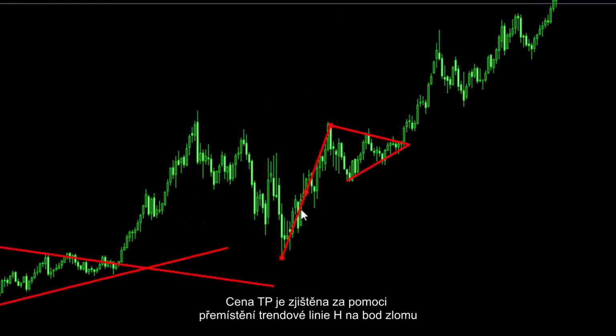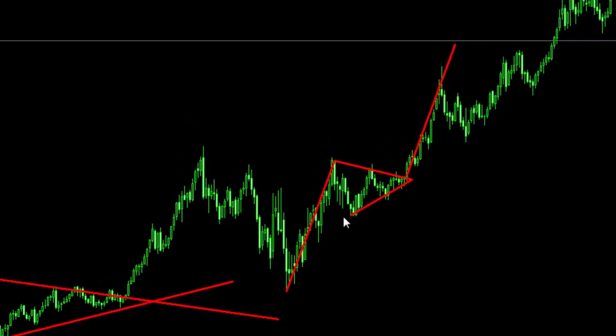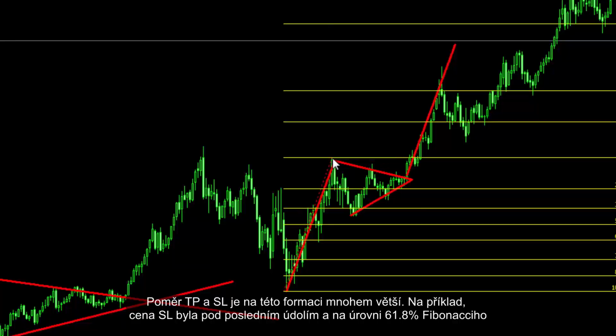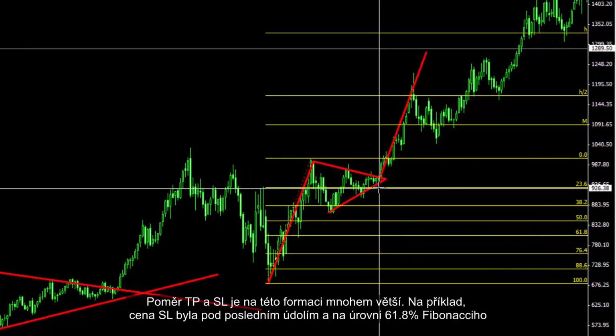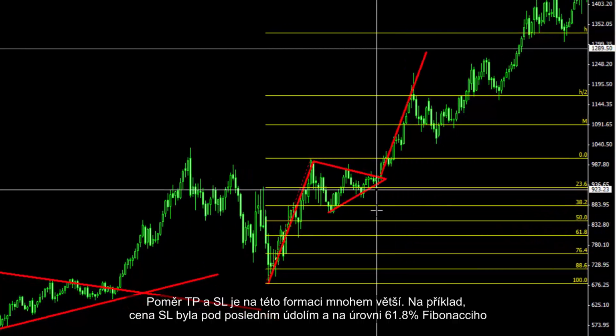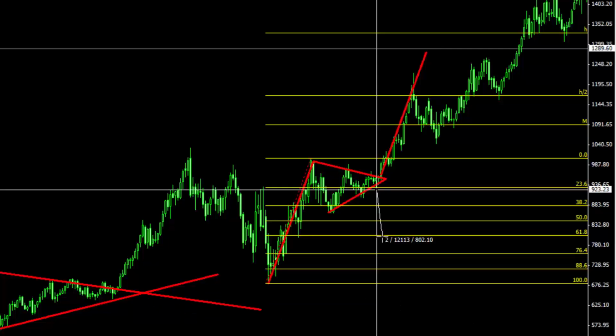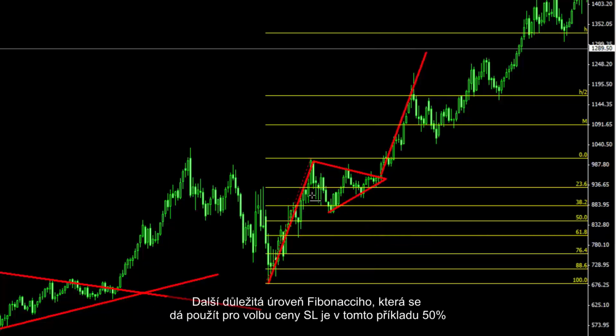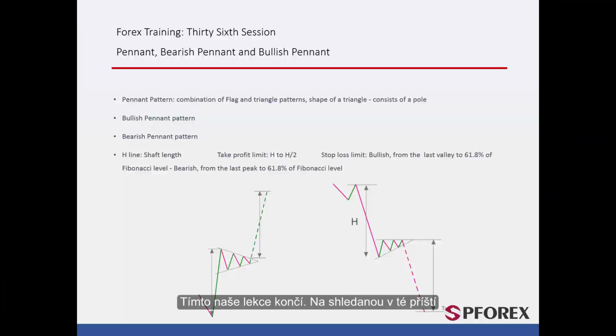TP price is determined by using the H trend line, which should be relocated to the breakout point. TP to SL ratio is considerably high on this pattern. For instance, SL price was below the last valley and 61.8% of the Fibonacci level. There is another significant level, the 50% Fibonacci level, that can be used to specify SL price in this example. That concludes this session.